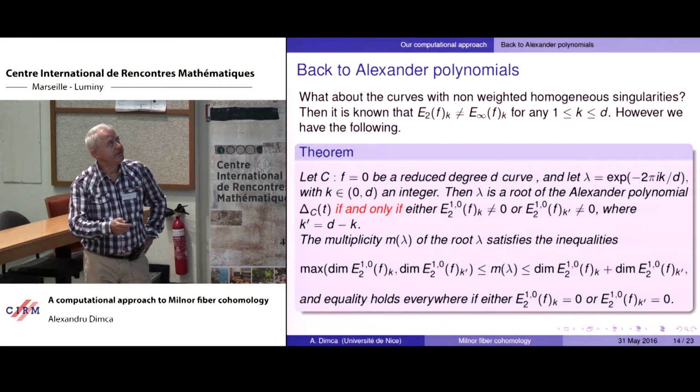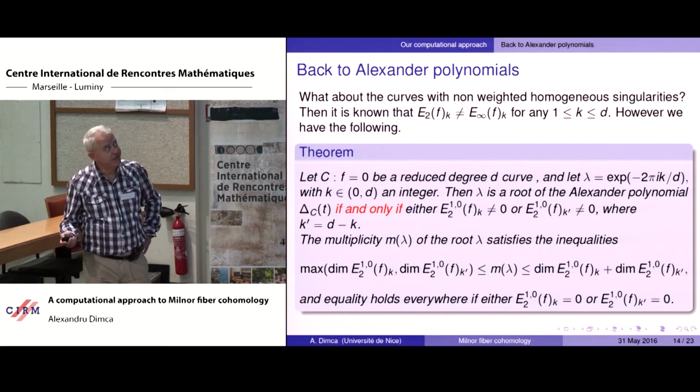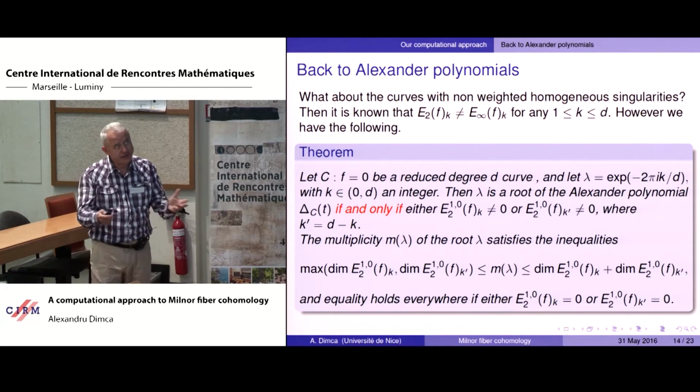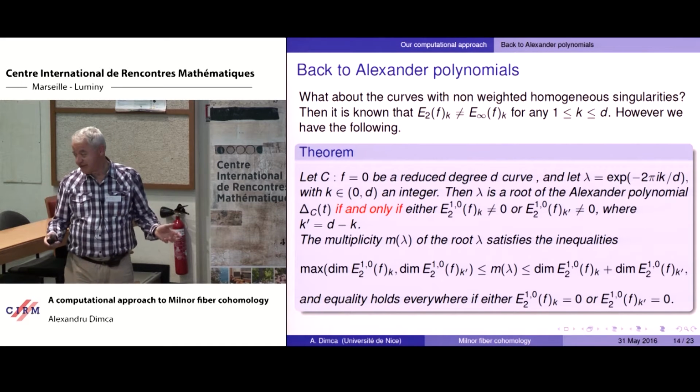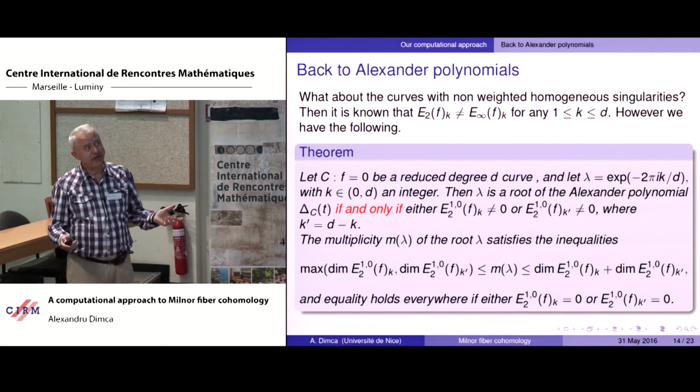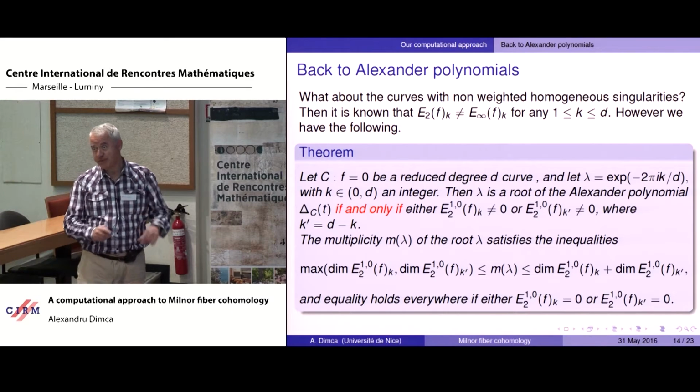And here there is no assumption of weighted homogeneous singularities, and this is good because many interesting curves, I will discuss a little bit later, the free curves in P2, usually have non-weighted homogeneous singularities.